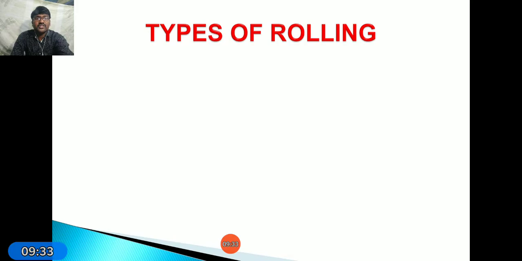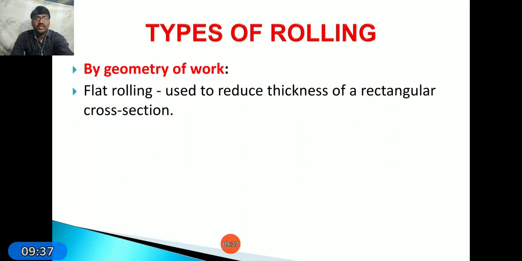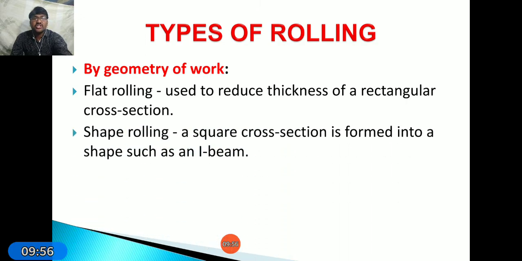Okay, next, coming to types of rolling. Based on the geometry of work, it is mainly divided into flat rolling, which is used to reduce the thickness of a rectangular cross section. By using flat rolling, we can reduce the thickness of slabs and convert the slabs into thin sheets or plates. Next, shape rolling.